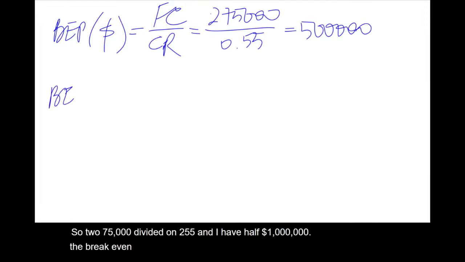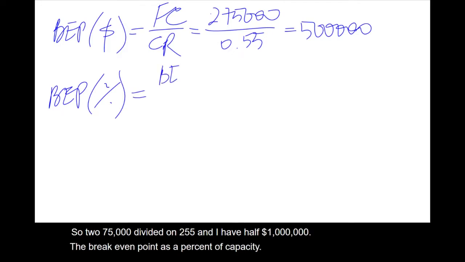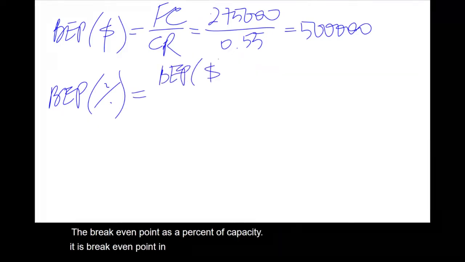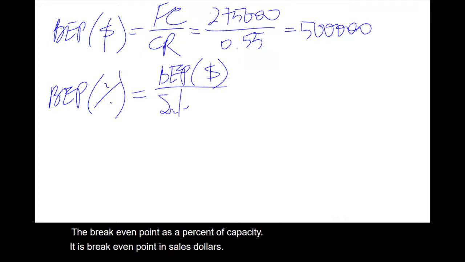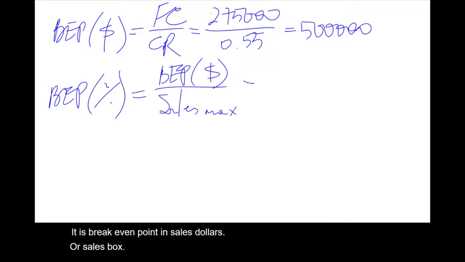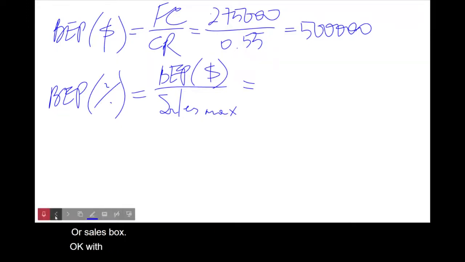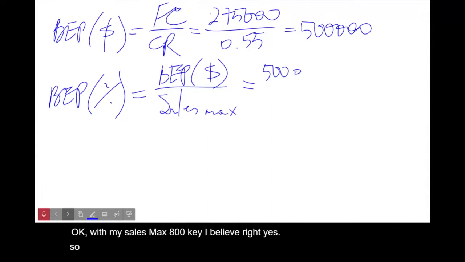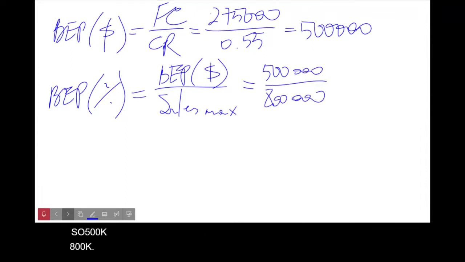Now the break-even point as a percent of capacity is the break-even point in sales dollars over sales max. What is my sales max, 800K, I believe, right? Yes. So 500K over 800K is 0.625 or 62.5%.